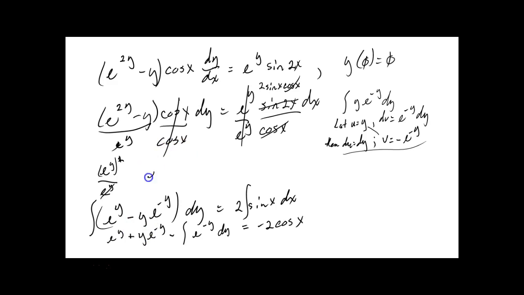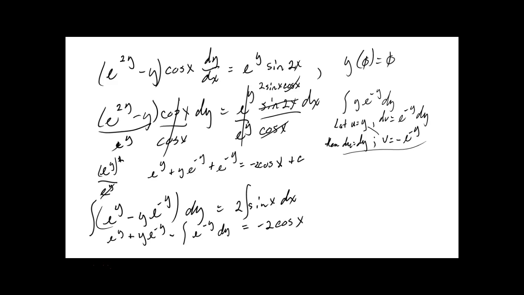This now gives us e to the y plus y e to the minus y. And then when you integrate e to the minus y, you get minus e to the minus y. So the minus and minus is plus e to the minus y. And that's equal to minus cosine, minus 2 cosine x. Now, the constant. I think we're just as good off just making it a plus c. You don't need a constant for every one of them. Just put all the constants together and make it plus c.